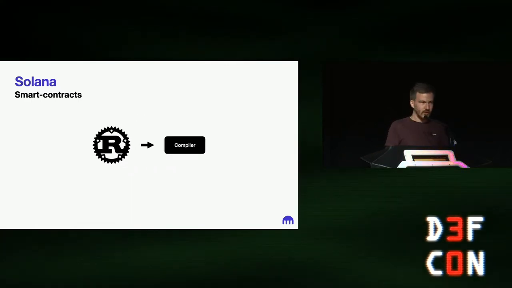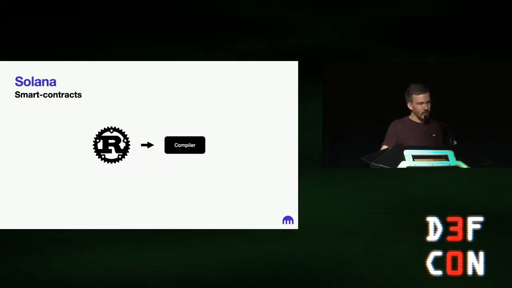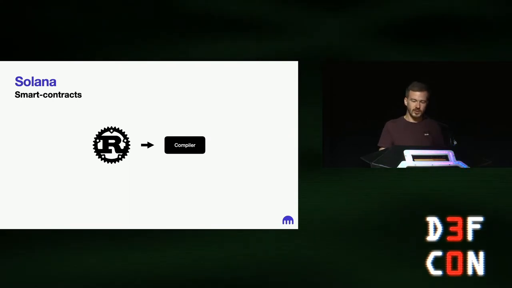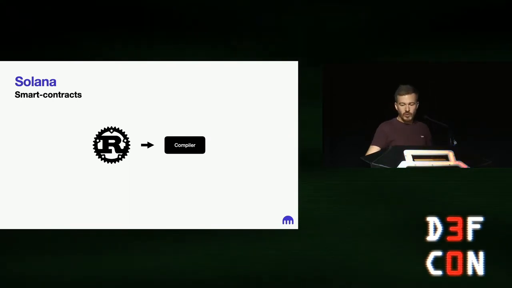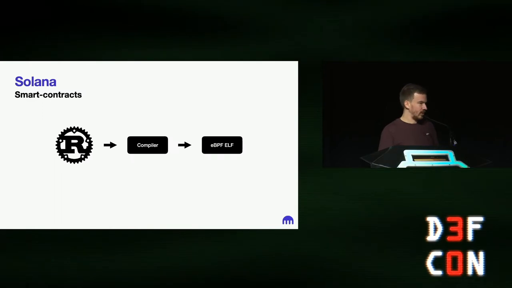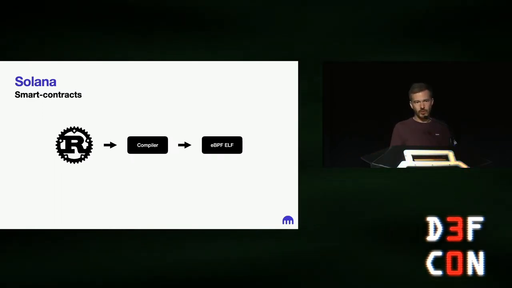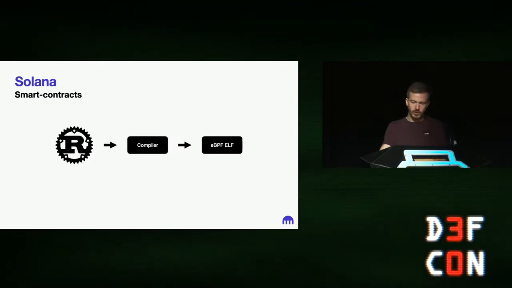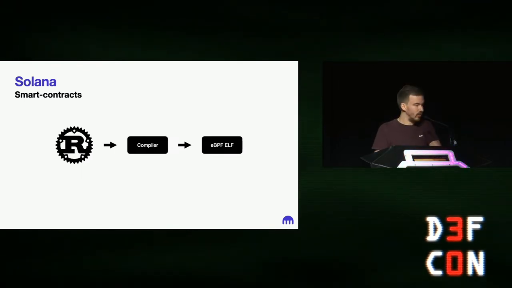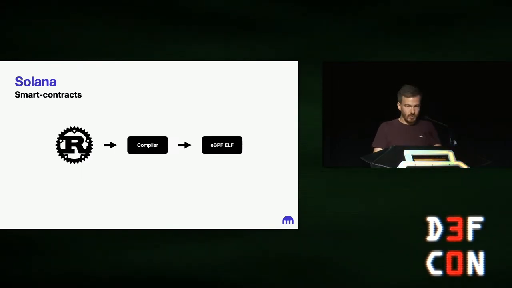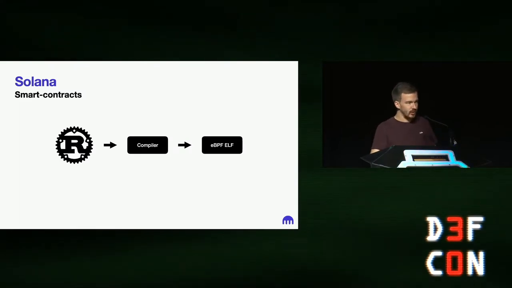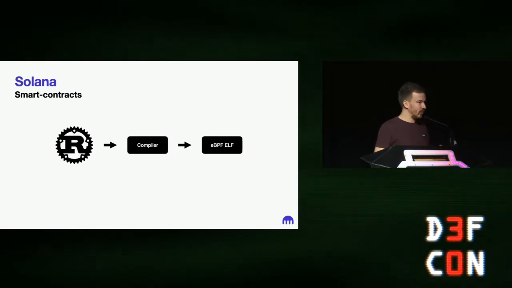Rust is a compiled language, and as a compiled language, we also need a target. In the case of Solana, they chose eBPF as the target format. So instead of directly compiling to, let's say, x64 and running the smart contracts natively on the validators, they compile into eBPF. A smart contract is literally, in this case, an eBPF ELF file, just as you would find on Linux or whatever.